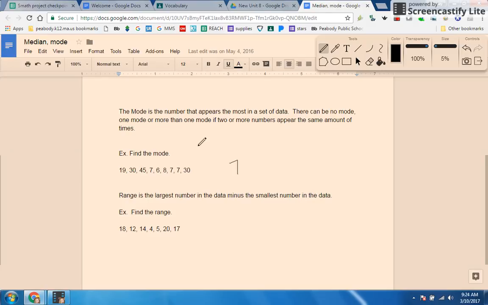So mode is just the number that you have the most. There can be more than one mode, or there could be no modes. Again, the only way to have like 2 modes would be if, for example, there were 3 30s and 3 7s. The next part is the range.